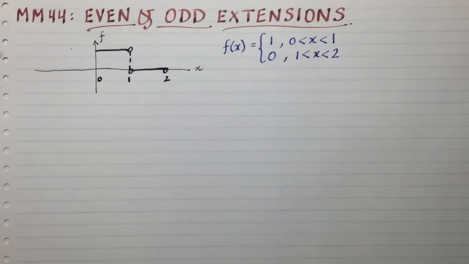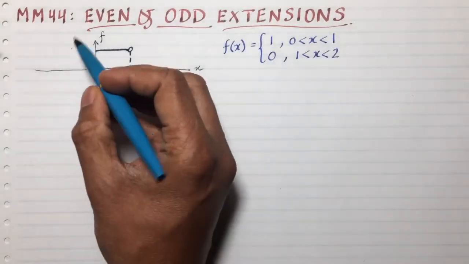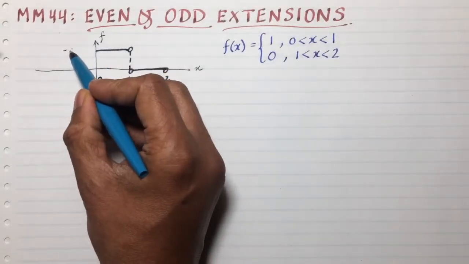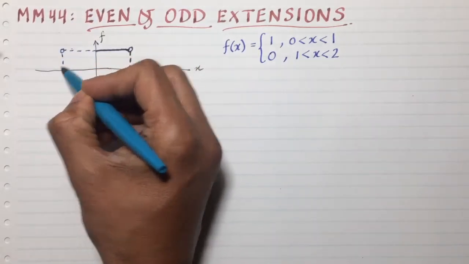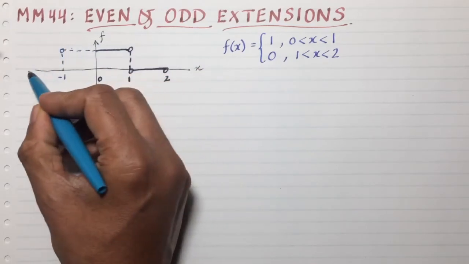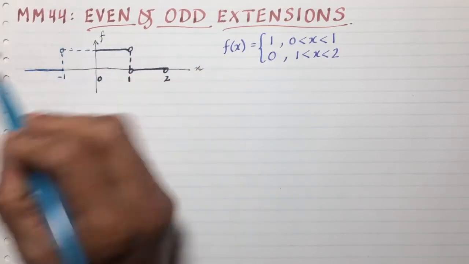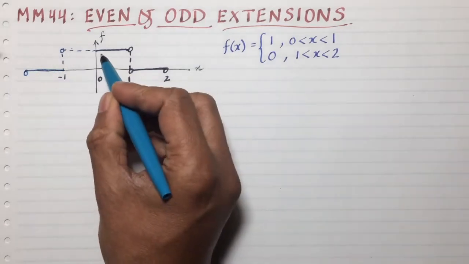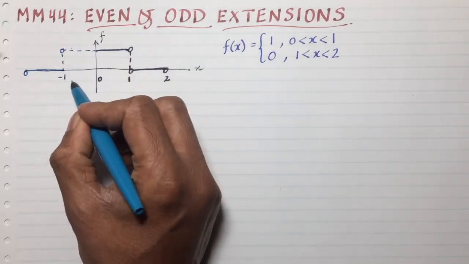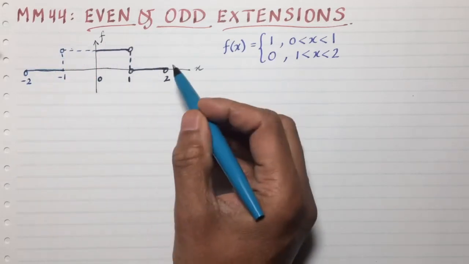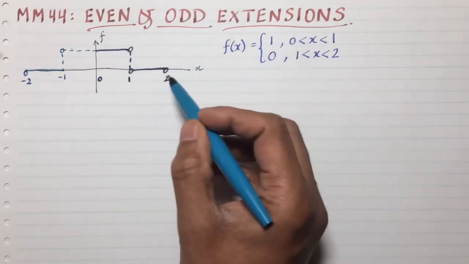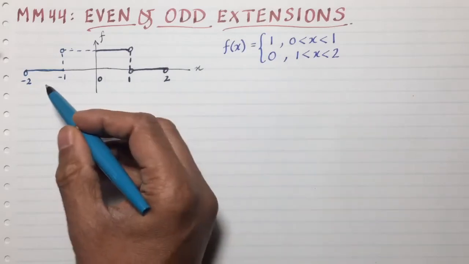There are two ways in which we can make this function periodic, and they are referred to as the even and odd extensions. The even extension would be the reflection of this function about the y-axis. If I reflected this function about the y-axis, then the graph I would get would be this one, where the function would be 1 between 0 and -1 and 0 between -1 and -2. And then I periodically extend this with a period of 2 on this side and -2 on that side.